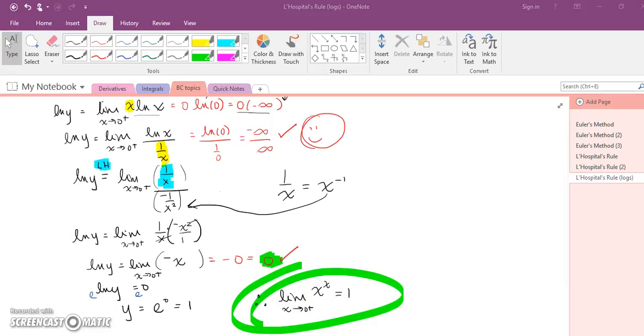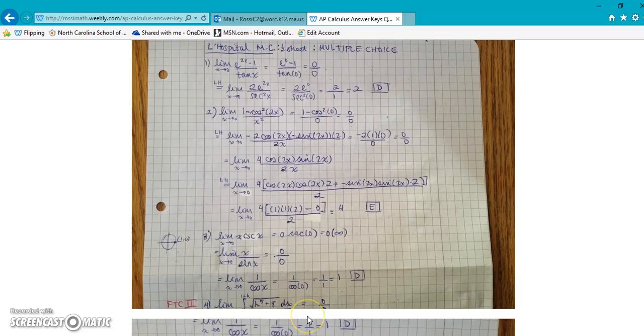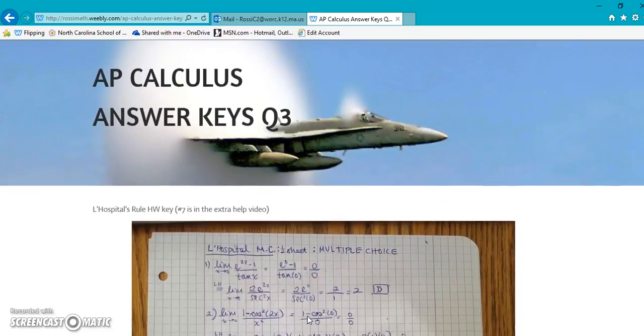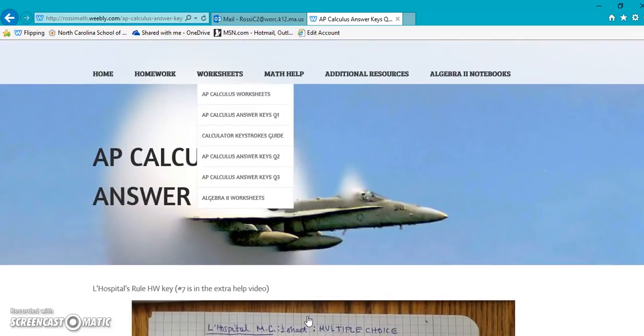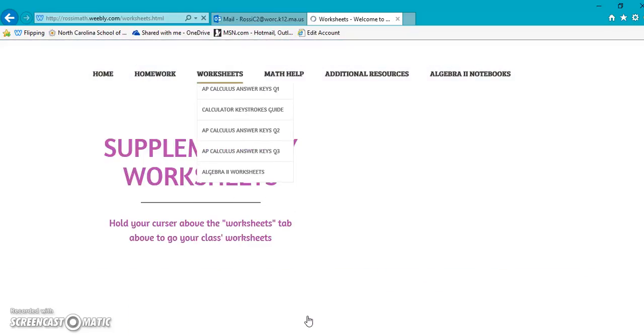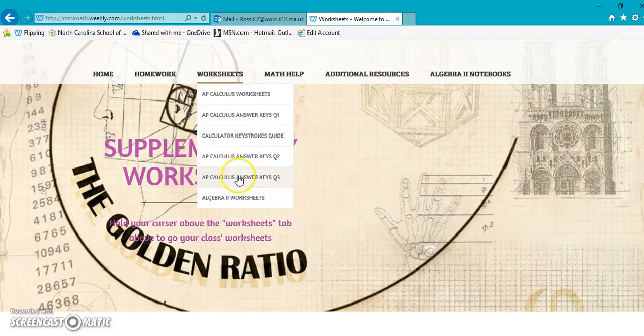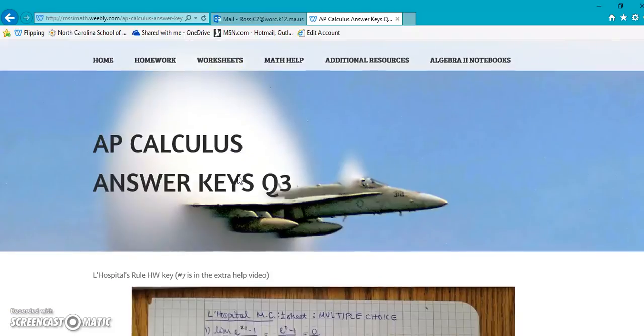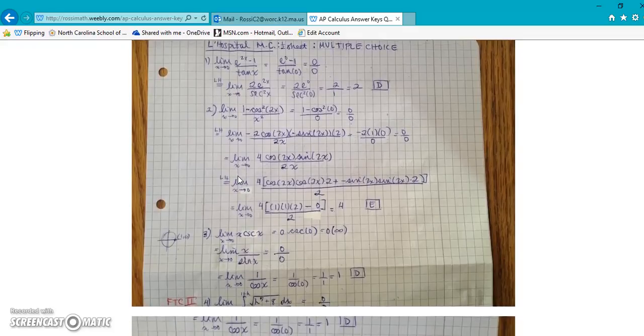Make sure you realize that on Weebly here, I have the answer key for this, under worksheets. Under Calculus Quarter 3 worksheets. There we go. Okay, this is the multiple choice ones.